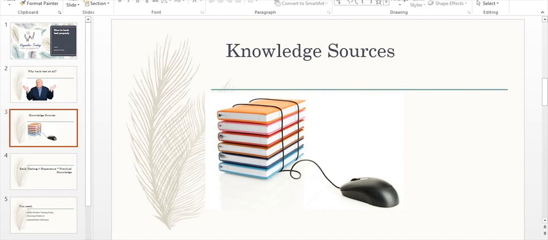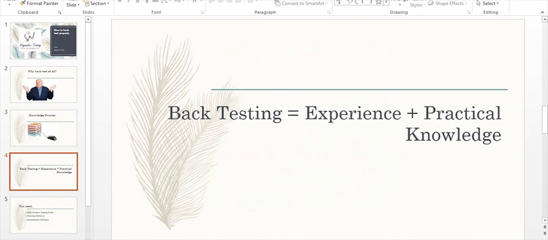So let's talk about what backtesting is. Backtesting is a process of going through historical data and analyzing and verifying your trading strategies.